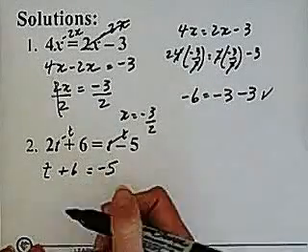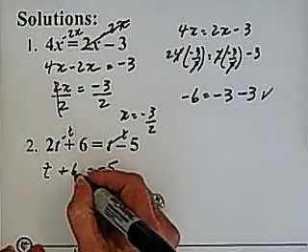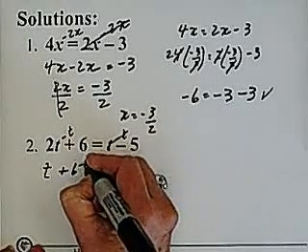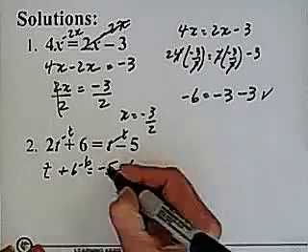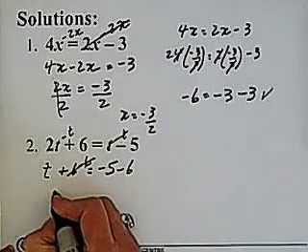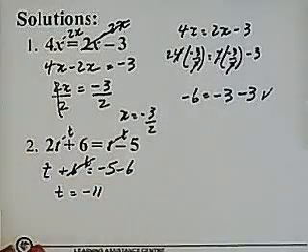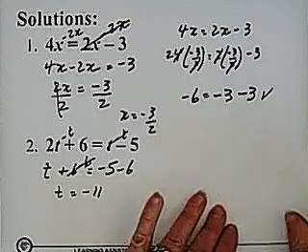Now again, I'm trying to get t by itself. I have a 6 on the left-hand side, and I need to get it on the right-hand side. So I'm going to subtract 6 from the left and subtract 6 from the right. These two 6's cancel one another and equal 0. I have t equals minus 11. And I'm not going to perform a check. You can do that on your own.